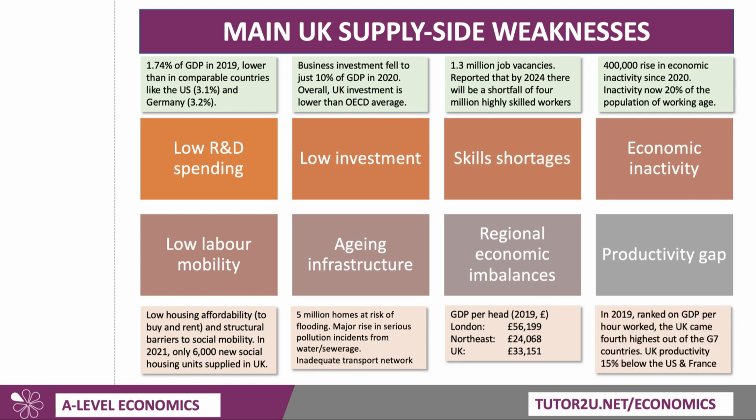And then productivity. In 2019, the UK was 4th out of the G7 nations in terms of output per hour worked, but well below the United States and France, something like 15% below the USA and France and also Germany. So in some countries, output per worker or output per hour worked is significantly higher than it is in the UK. That is a supply side weakness.